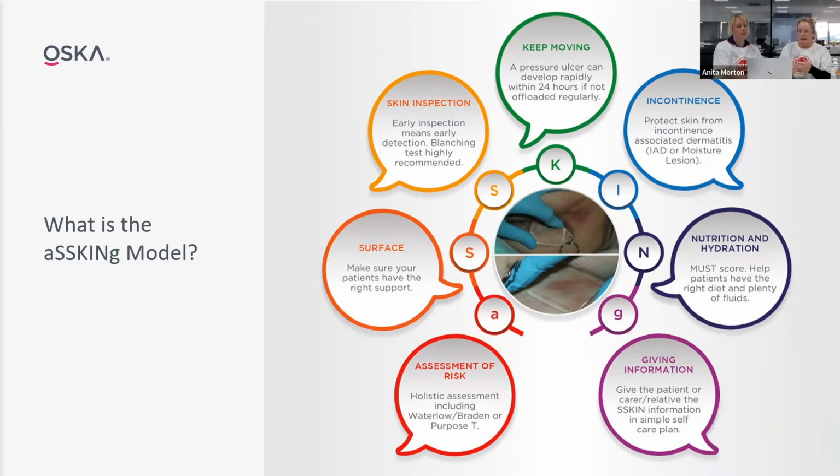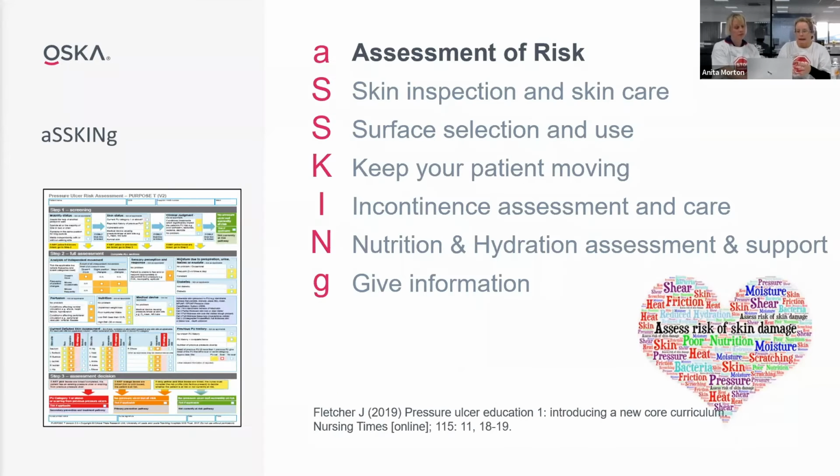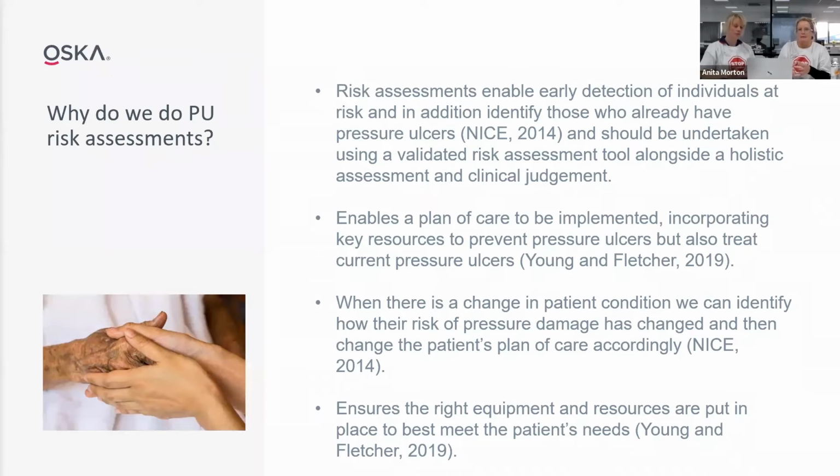So if we look at assessing risk initially, risk assessment is done because it is vitally important for us to detect early on individuals who are at risk of developing pressure ulcers. So we need to do that. We use risk assessment tools which ideally need to be validated, repeatable and reliable. So we need to make sure that we're using a good risk assessment tool.